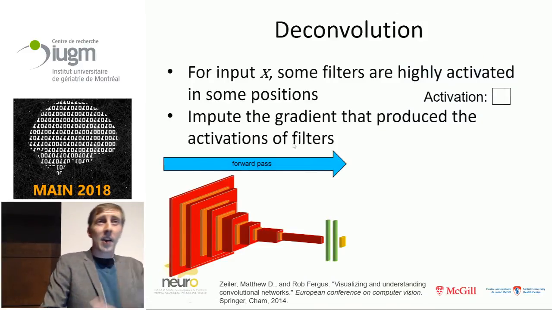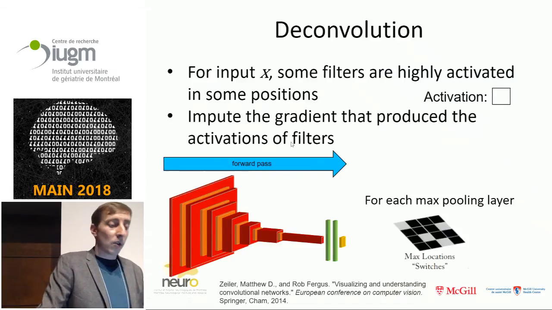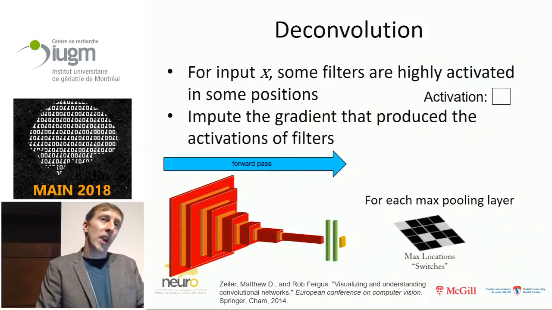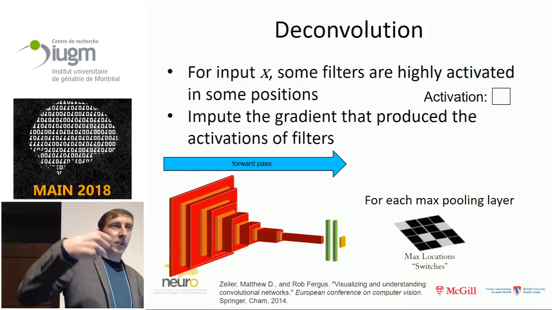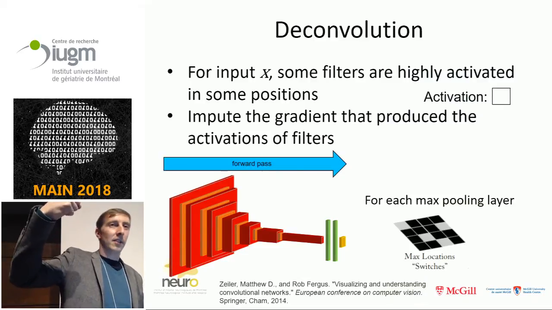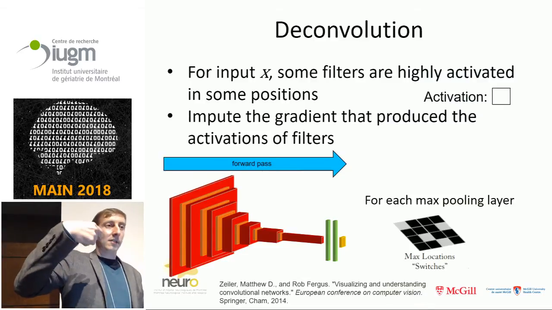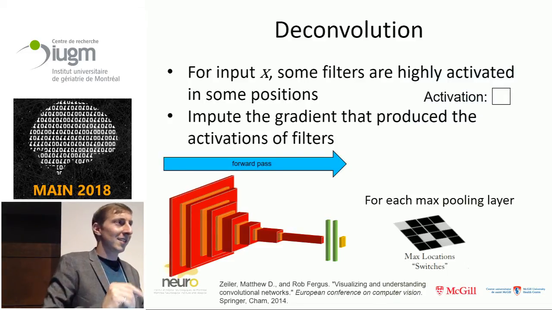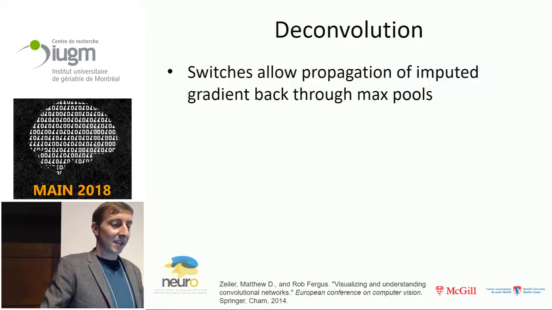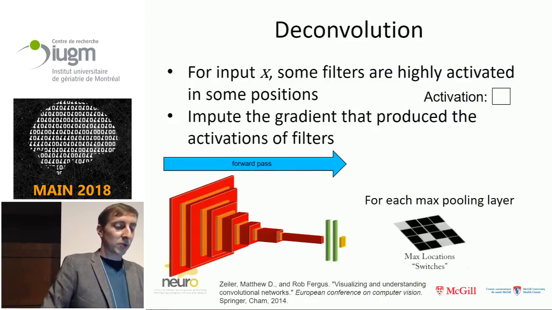You do a forward pass, you put your data in, you record the locations of the max pools so that when you're going back, you can put your activation through the ReLU in the right spot, because otherwise you don't know, because of the max pool. Does this make sense? So these maps are called switches in the paper.